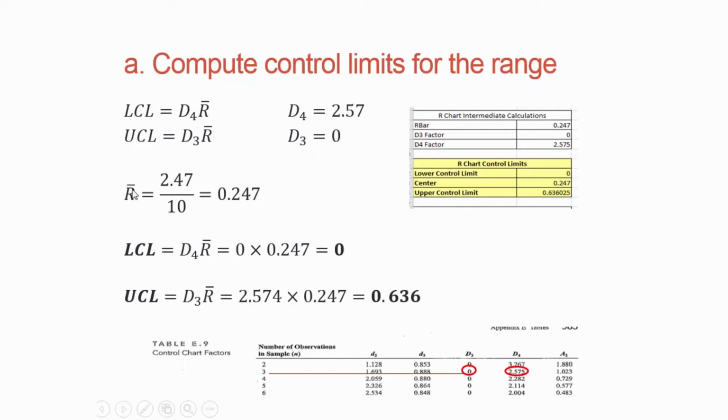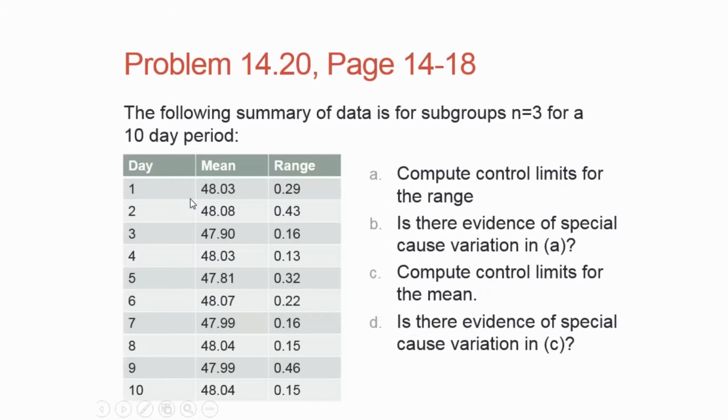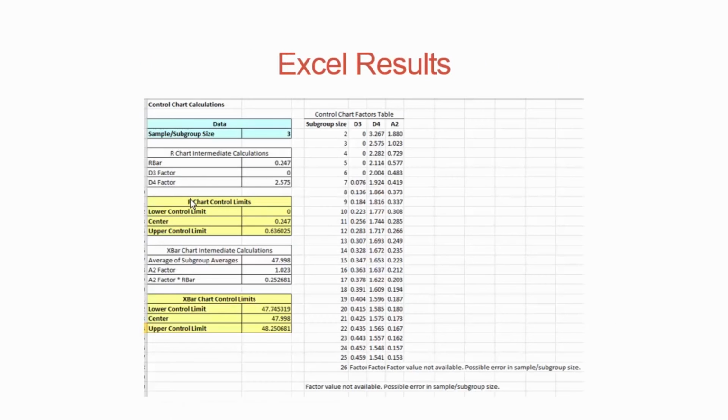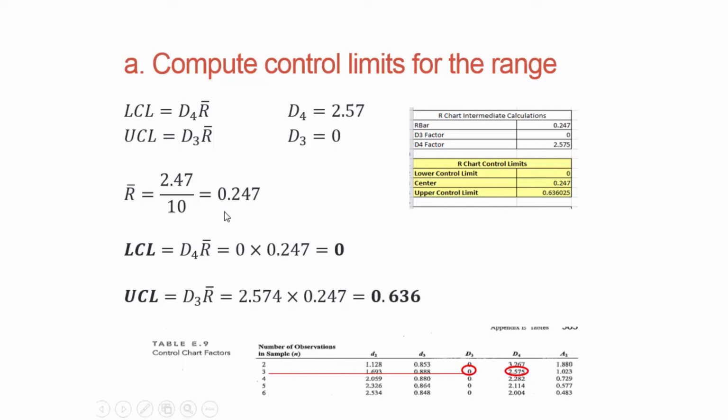Here's where R bar comes from, 0.247. And so we divide by 10, which is the number of periods on which we took observations. And that gives us R bar, which is right here, the center line of R bar. And then we multiply capital D4 times R bar, 0 times 0.247 is 0.